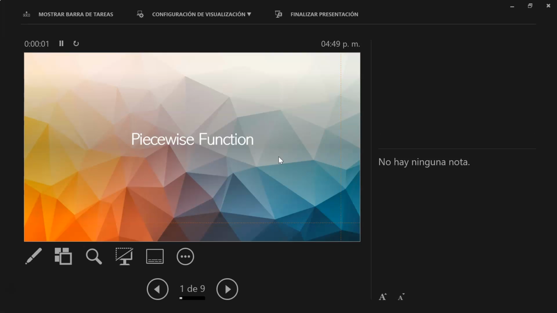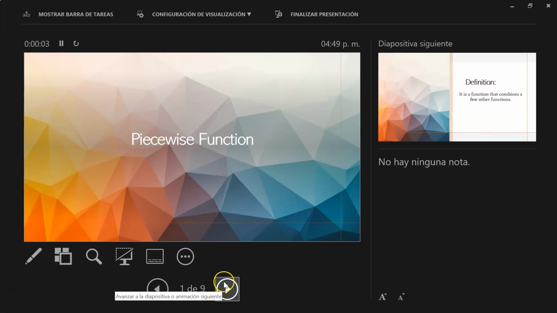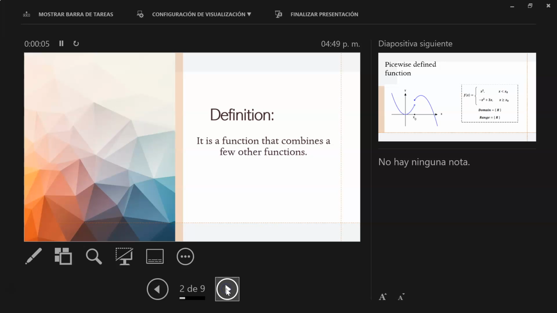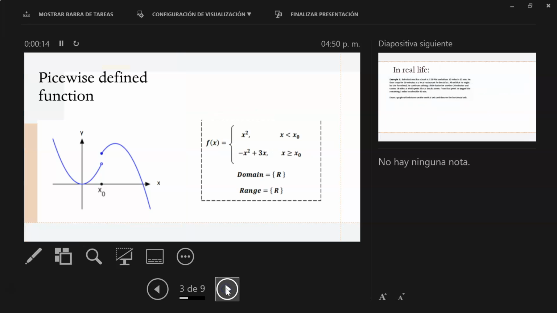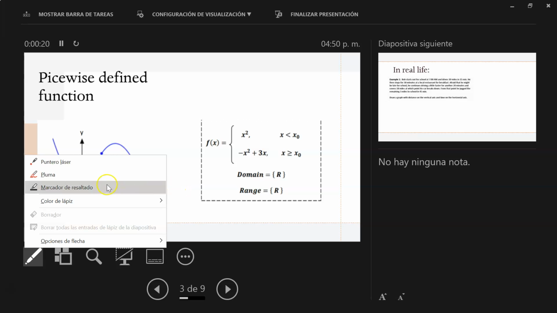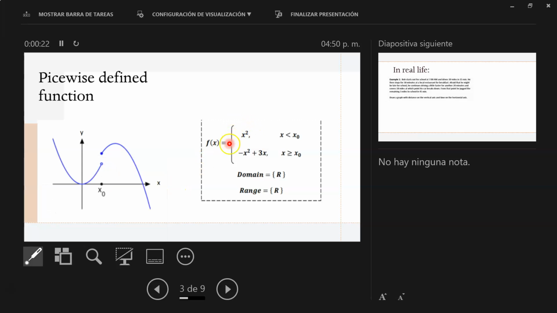Today we're going to talk about the piecewise function. It is a special function, and the definition of the piecewise function is a function that combines a few other functions. So it is a function formed by different functions. For example, this is a piecewise defined function, and one characteristic of it is that it contains this symbol over here.